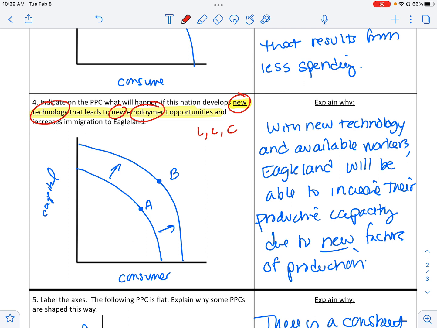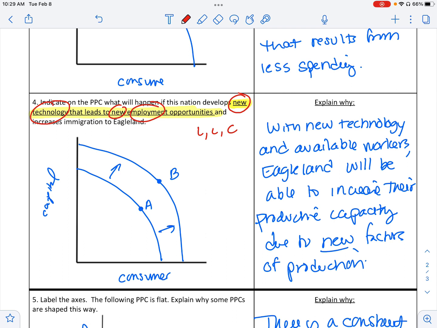And I feel like you can use some events from your US history knowledge here as you think about, oh, like massive immigration during the 1800s to the US, or the invention of electricity, or the invention of the computer.